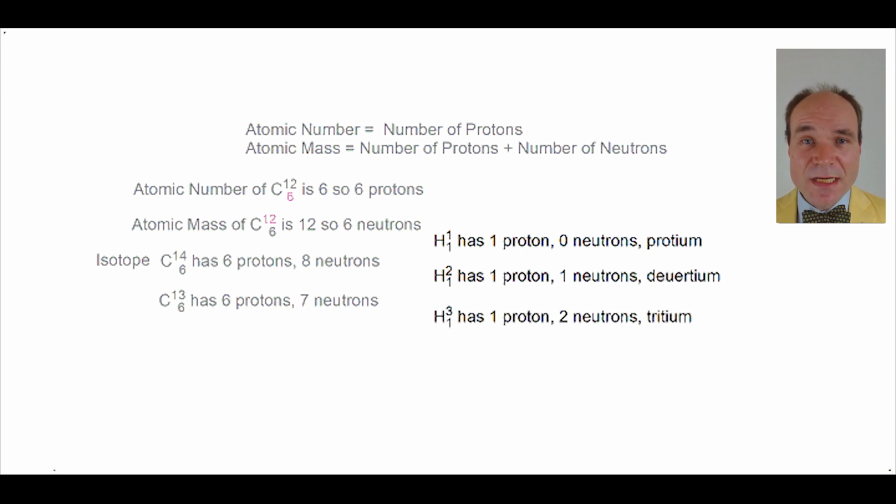H3 is sometimes known as tritium, and this has 1 proton and 2 neutrons.